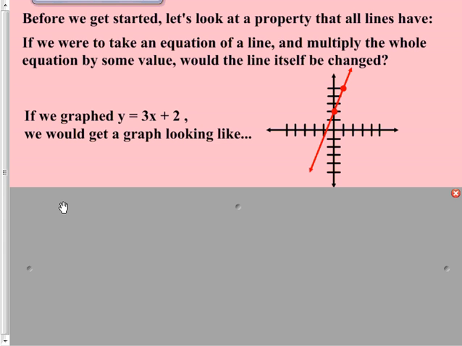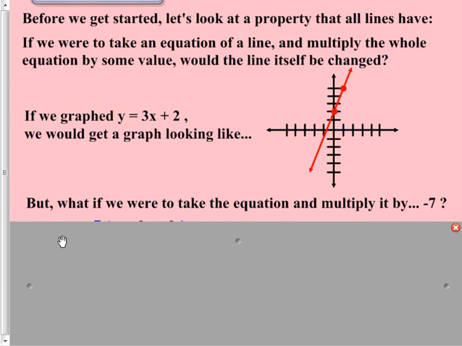If we were just to take a basic equation like a linear equation, okay, in this case we're looking at y equals 3x plus 2. And we were to graph it, of course we would have a y-intercept at 2 and a slope of 3 over 1, up 3 over 1. Now the question is, theoretically, what would happen if we took this equation and we multiplied it by any number that we can think of? And I just picked on -7 for no particular reason, but let's have a look and see what happens.